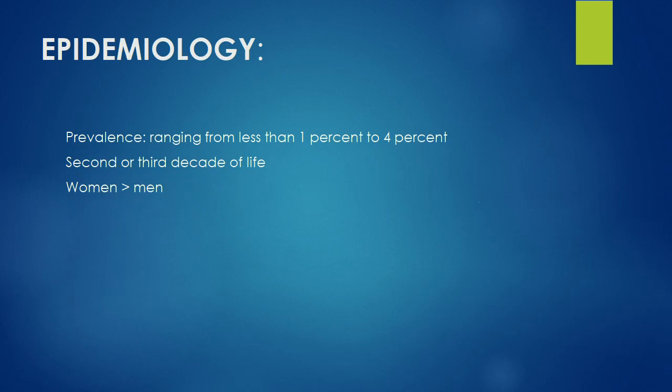Epidemiology. Estimates of the prevalence of hidradenitis suppurativa have varied, ranging from less than 1% to 4%. The onset of symptoms typically occurs between puberty and age 40, with usual onset in the second or third decade of life. Women are more likely to develop HS than men.